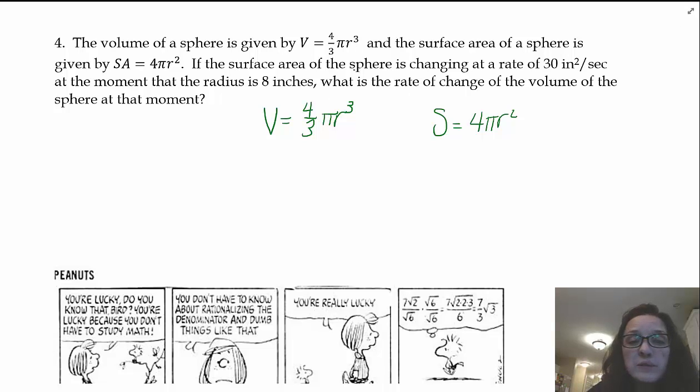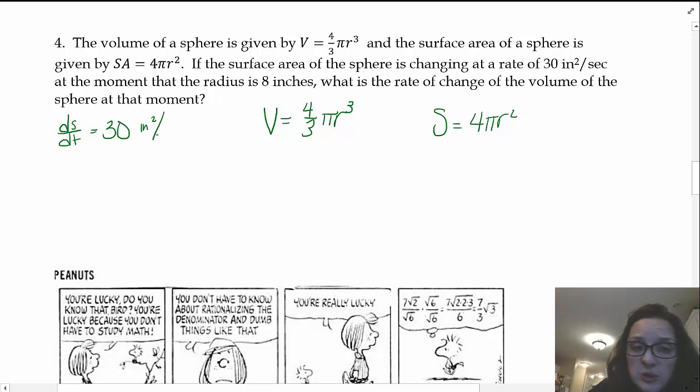It says the surface area of the sphere is changing at a rate of 30 square inches per second. So I'm going to say that means dS/dt equals 30 square inches per second. And at that moment, the radius is 8 inches. What is the rate of change of the volume of the sphere? If I want to know the rate of change of the volume of the sphere, I want to take the derivative of both sides of this equation with respect to t. So I'm going to do that.